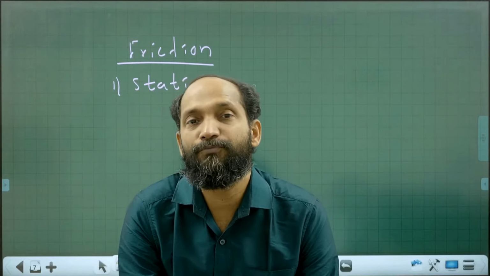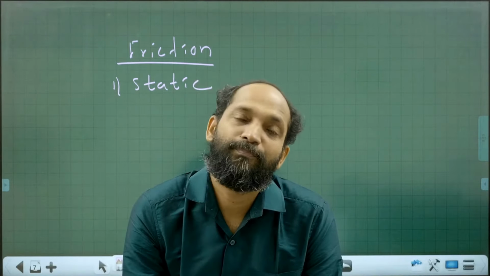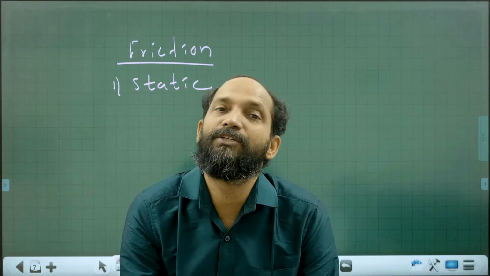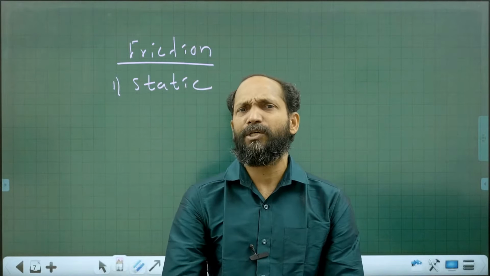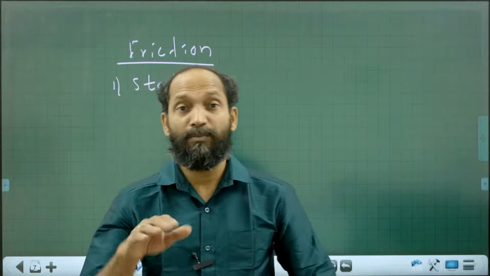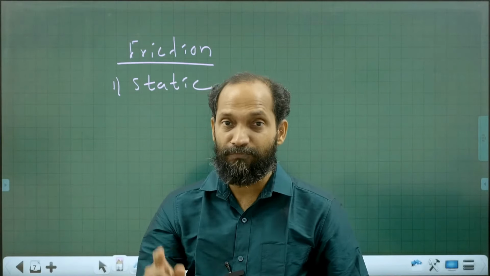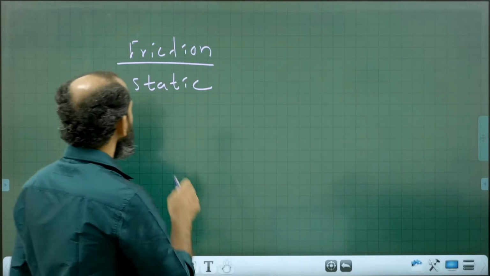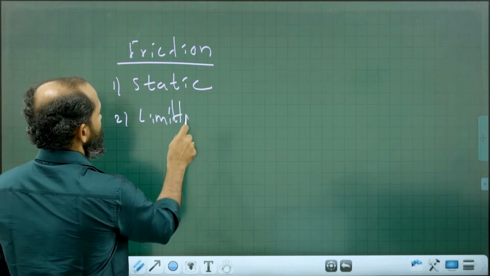If the applied force could not bring an acceleration, could not make it move, then that applied force is equal to the static friction. So static friction is a self-adjusting force. But this static friction can grow not beyond a maximum value. That maximum value up to which this static friction can build up is called limiting friction. Limiting friction is the maximum value of static friction.